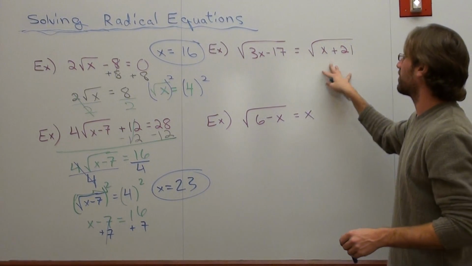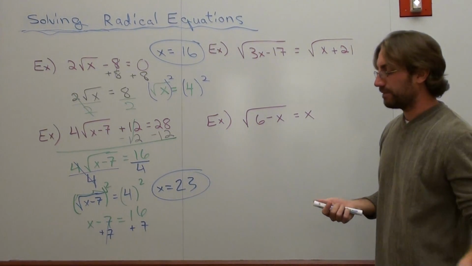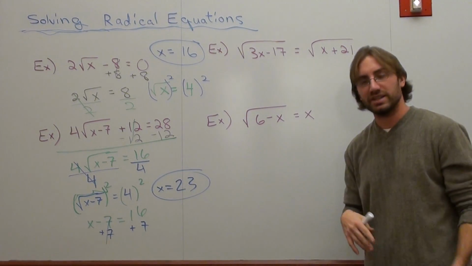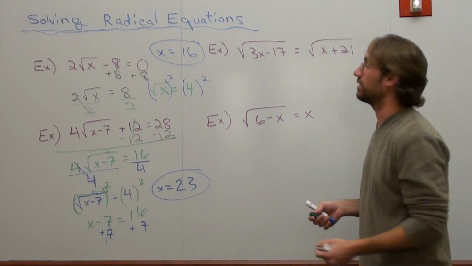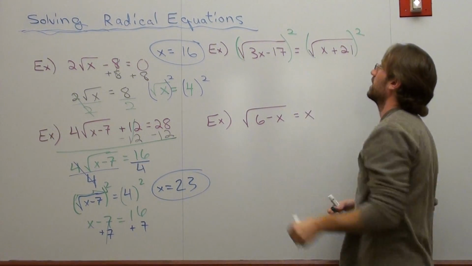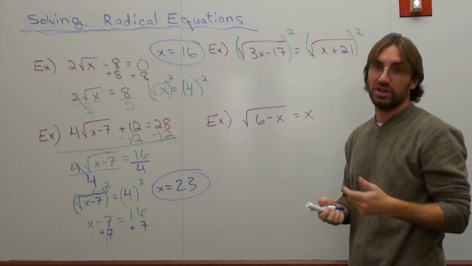Okay. This problem's a little bit different, a little bit more imposing, but not really difficult. I want to solve for x, but I've got x on both sides now. So what I have to do is square both sides. That's it. It's a pretty easy problem now.